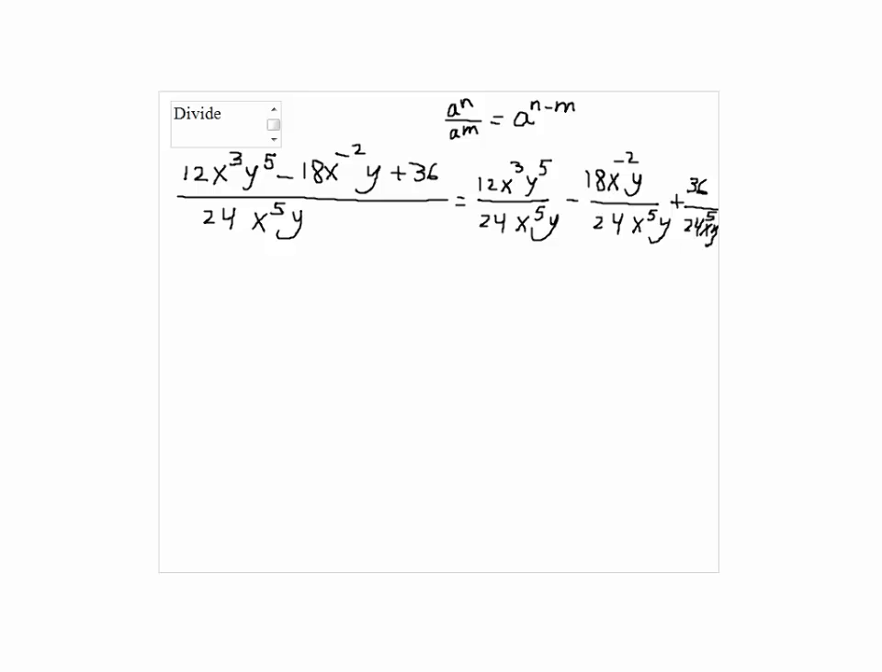So I can reduce this. Again, recall a to the power of n over a to the power of m is the same as a to the power of n minus m. So we have 12 over 24. I can reduce this into 1/2.